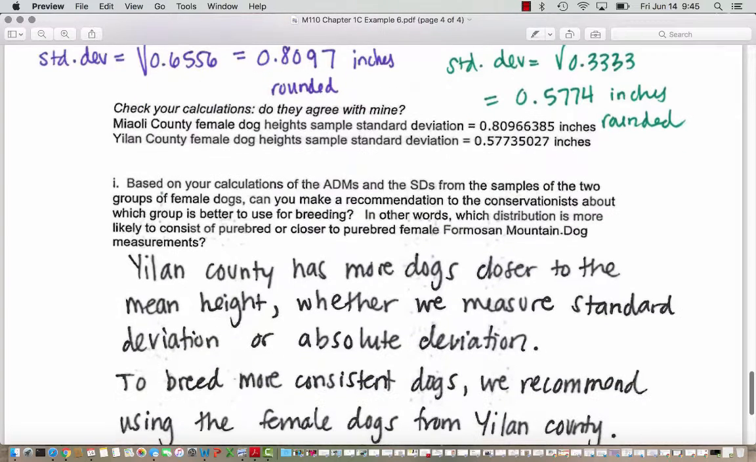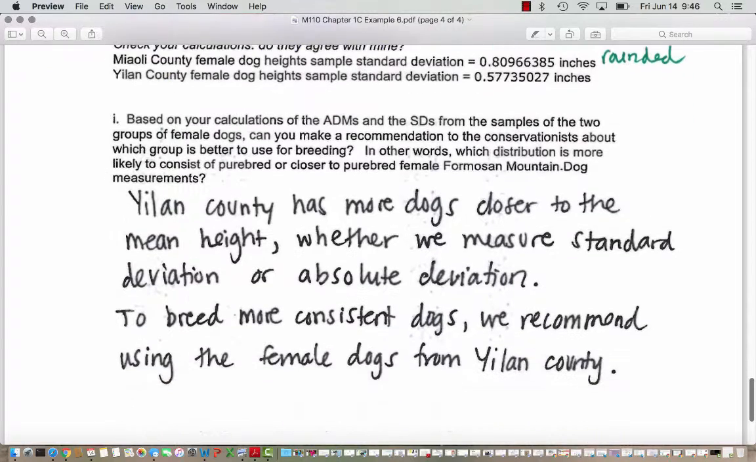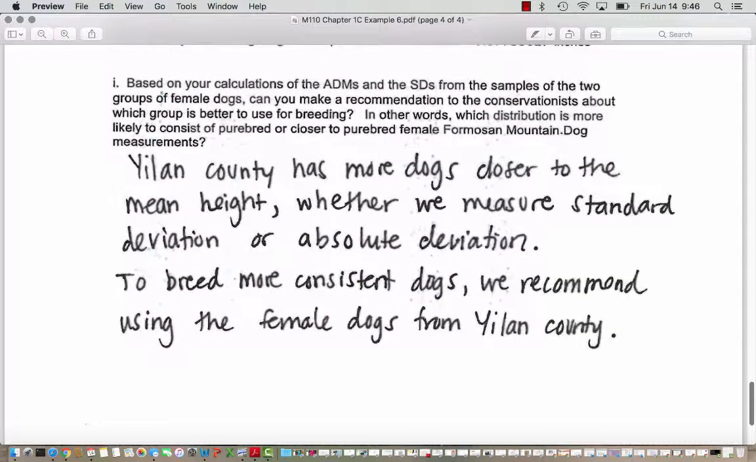All right, so based on our calculations of both the ADMs, the absolute deviation from the mean, and the standard deviations from the samples of these 2 groups of female dogs, can you make a recommendation to the conservationists about which group is better to use for breeding? So the recommendation I made is to say that Yalong County has more dogs closer to the mean height, whether we measure the standard deviation or the absolute deviation.